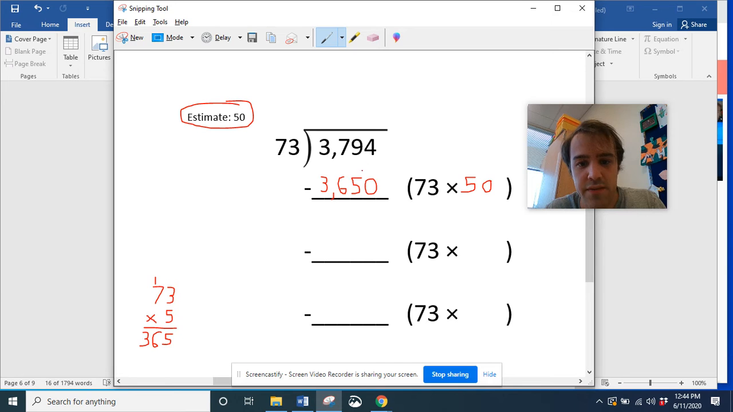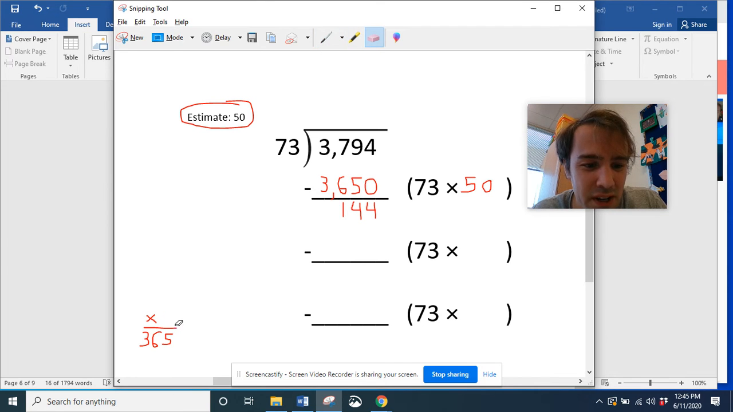Next, I need to subtract. 4 minus 0 is 4. 9 minus 5 is 4. 7 minus 6 is 1. And I only have 144 left. Look at that. So I think we can do this in one more step. I don't even think we need 3 steps here.